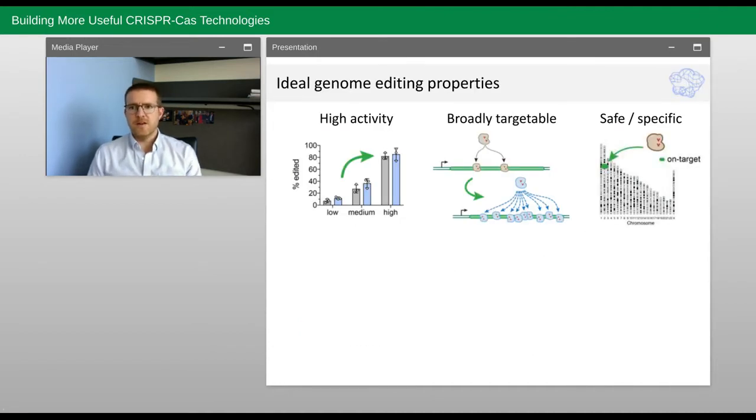So with that context, I also like to think about what would an ideal genome editing enzyme look like. Obviously, you'd like it to be highly active so that it edits a high proportion of cells. You'd want it to be able to access any target site in the genome so that it can edit wherever you'd like. And of course, you'd want it to be safe so that it edits only at the site that you target it to and doesn't make edits anywhere else in the genome.